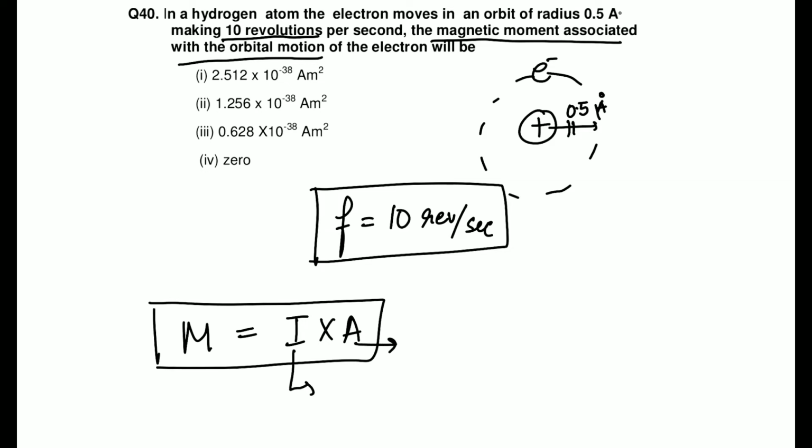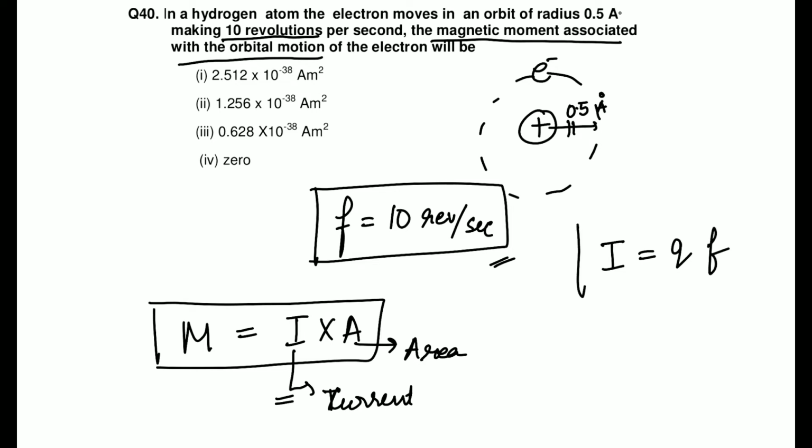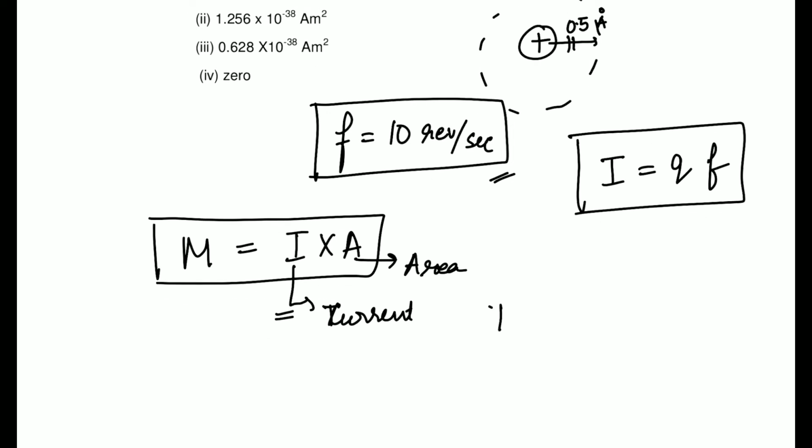Here I is the current and A is the area of the figure that we are talking about. Again, I'm supposed to find out the current and the revolution is given. So we have studied, whenever this kind of situation happens, the current is given as q times the frequency. Is that a yes or no? So now let's talk about current first. Current can be given as q, the charge on the electron. We all know the charge on the electron is 1.6 into 10 to the power minus 19 with a negative sign, multiplied by the frequency.